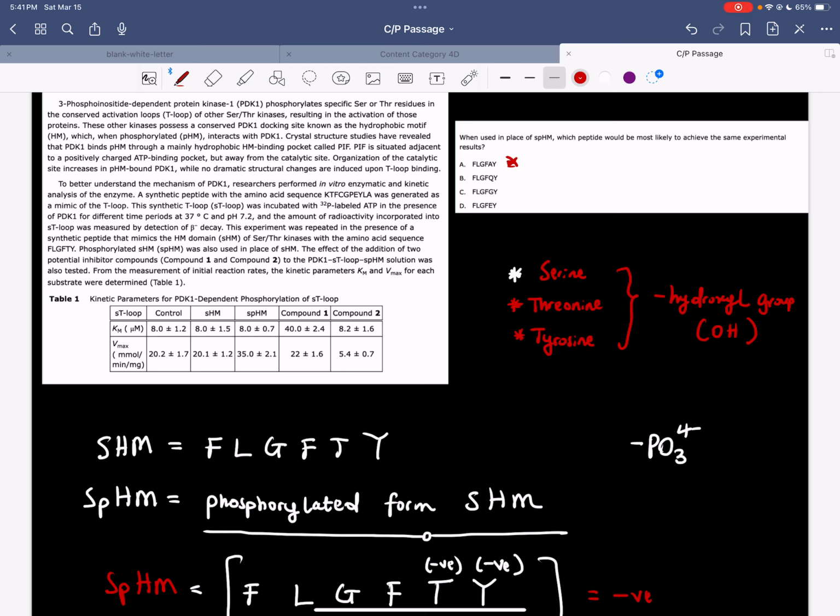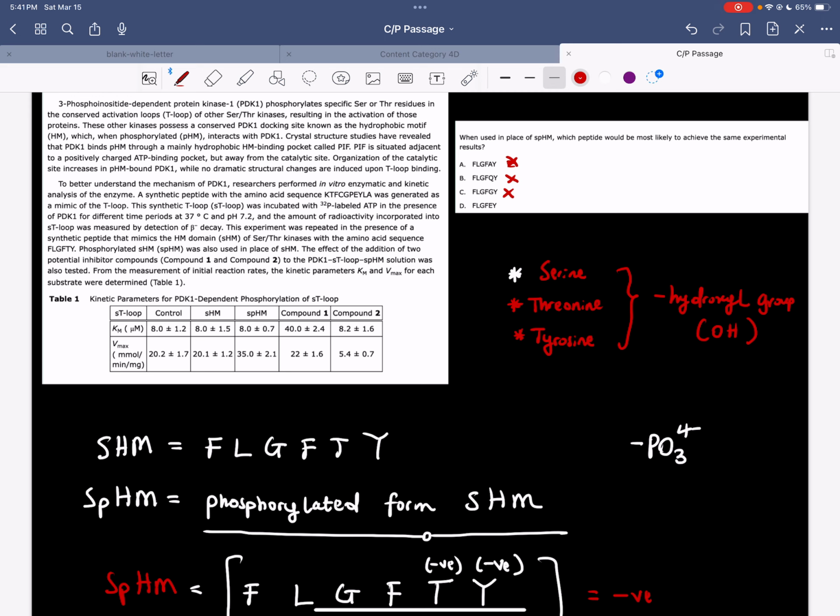Now we go to B. B says FLGFQY. Q is glutamine, or maybe asparagine, one of the two, but it does not introduce negativity. It's also polar uncharged, so none of the residues in option B will be negatively charged. Now let's check option C. Option C is FGY. These are all polar uncharged or non-polar amino acids, so none of these will give us a net negative charge.